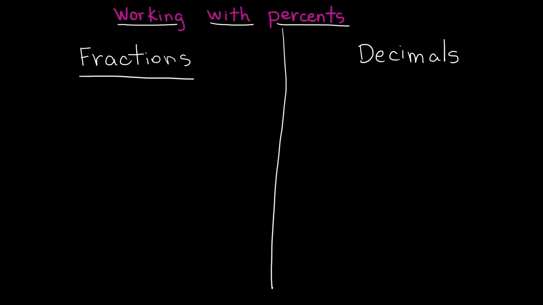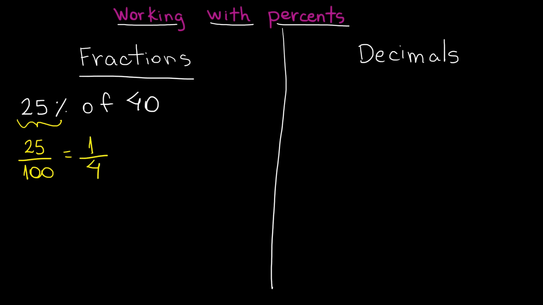For example, how can I calculate 25% of 40? Now, let's remember that 25% is the same as 25 out of 100. If you simplify this, it's equal to 1/4.